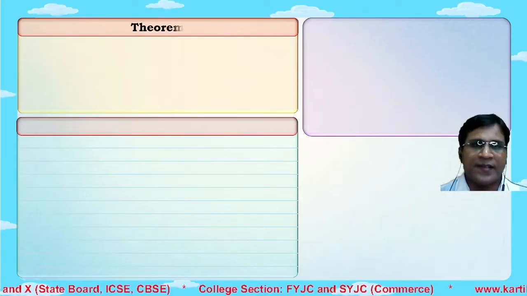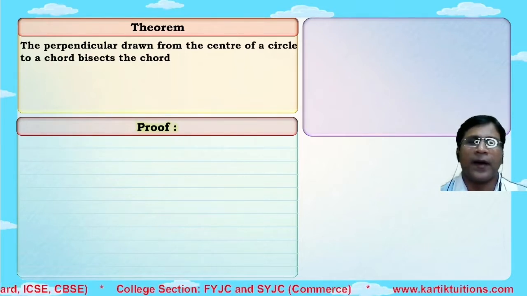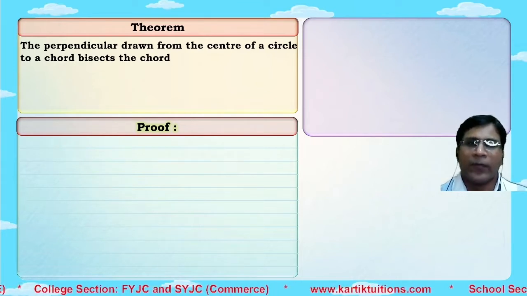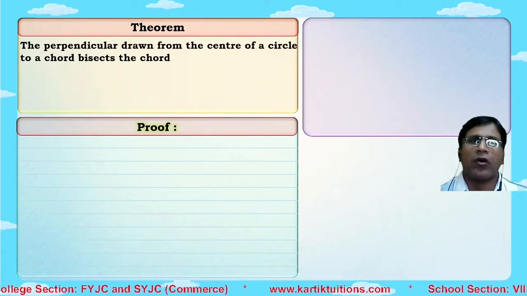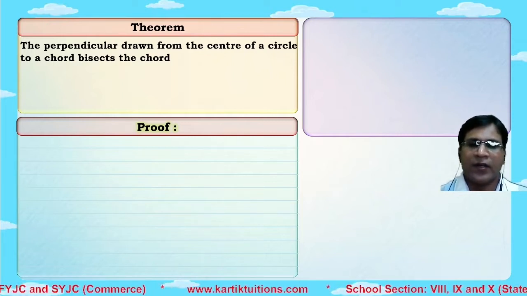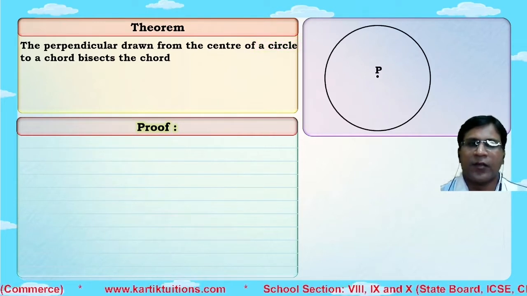Now the theorem states that the perpendicular drawn from the center of a circle to the chord bisects the chord. The perpendicular drawn from the center of a circle to the chord bisects the chord. Now what is given to us? They have given us a circle, so let's draw the circle with the center P.